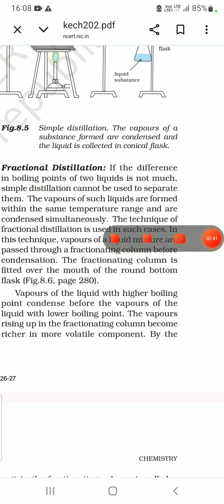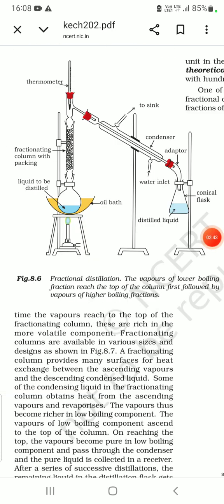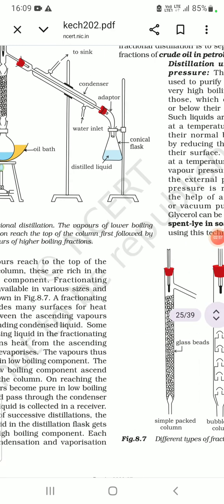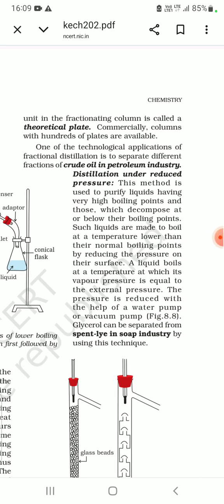Next, this diagram is of fractional distillation. The vapors of the lower boiling point reach the top of the column first, followed by vapors of the higher boiling fraction. Each successive condensation and vaporization unit in a fractionating column is called a theoretical plate, and commercially columns of 100 plates are available. Next, an example of this fractional distillation is crude oil in the petrol industry.